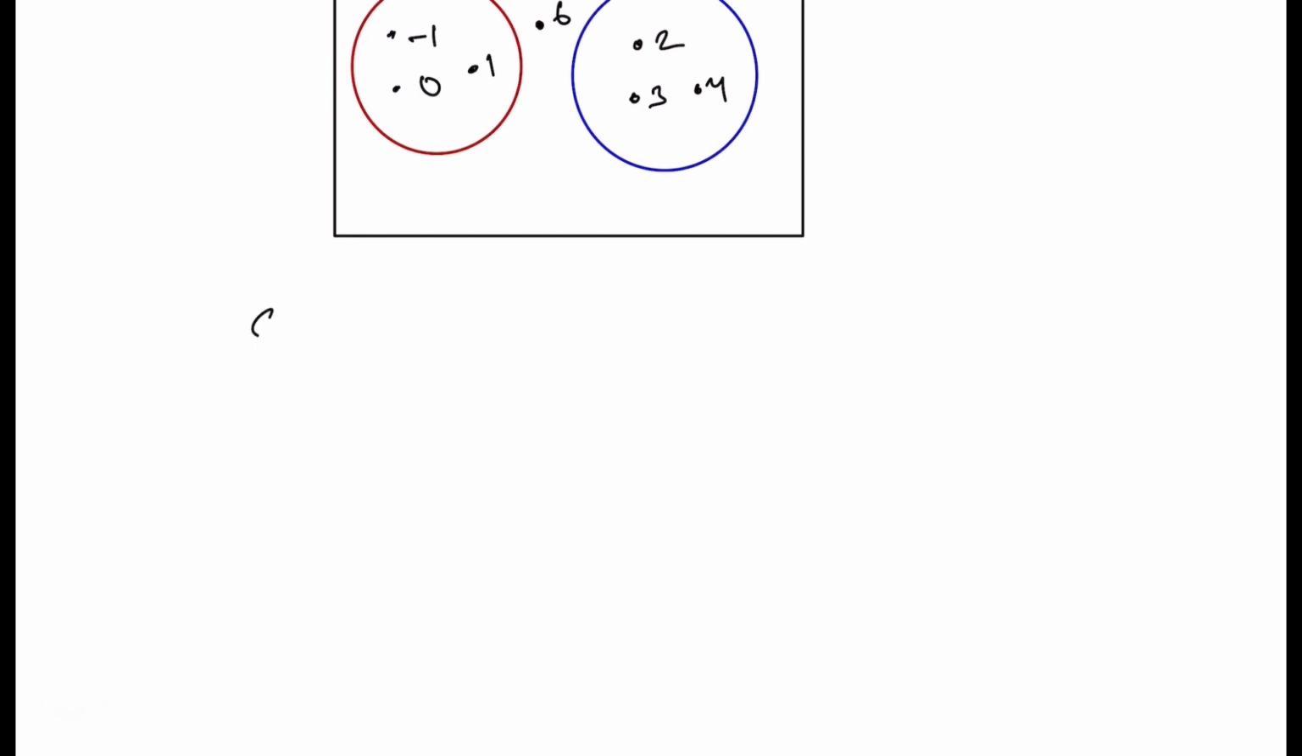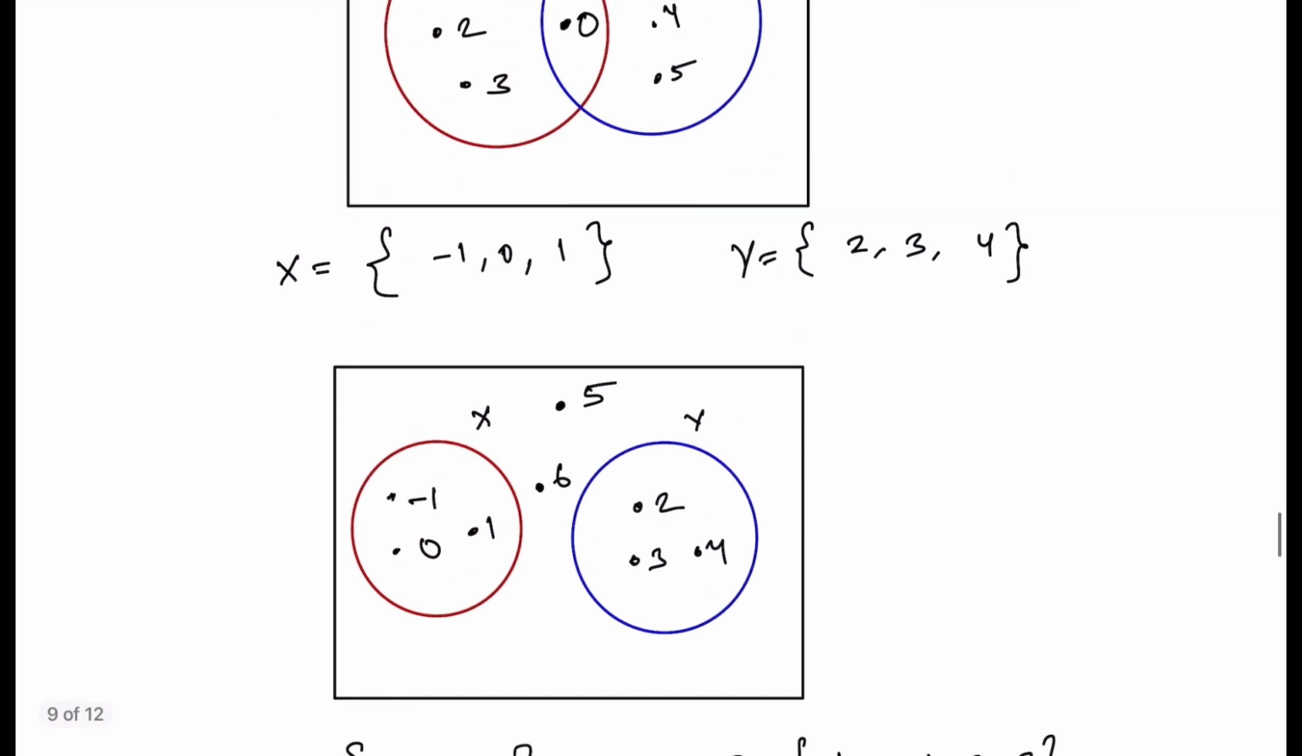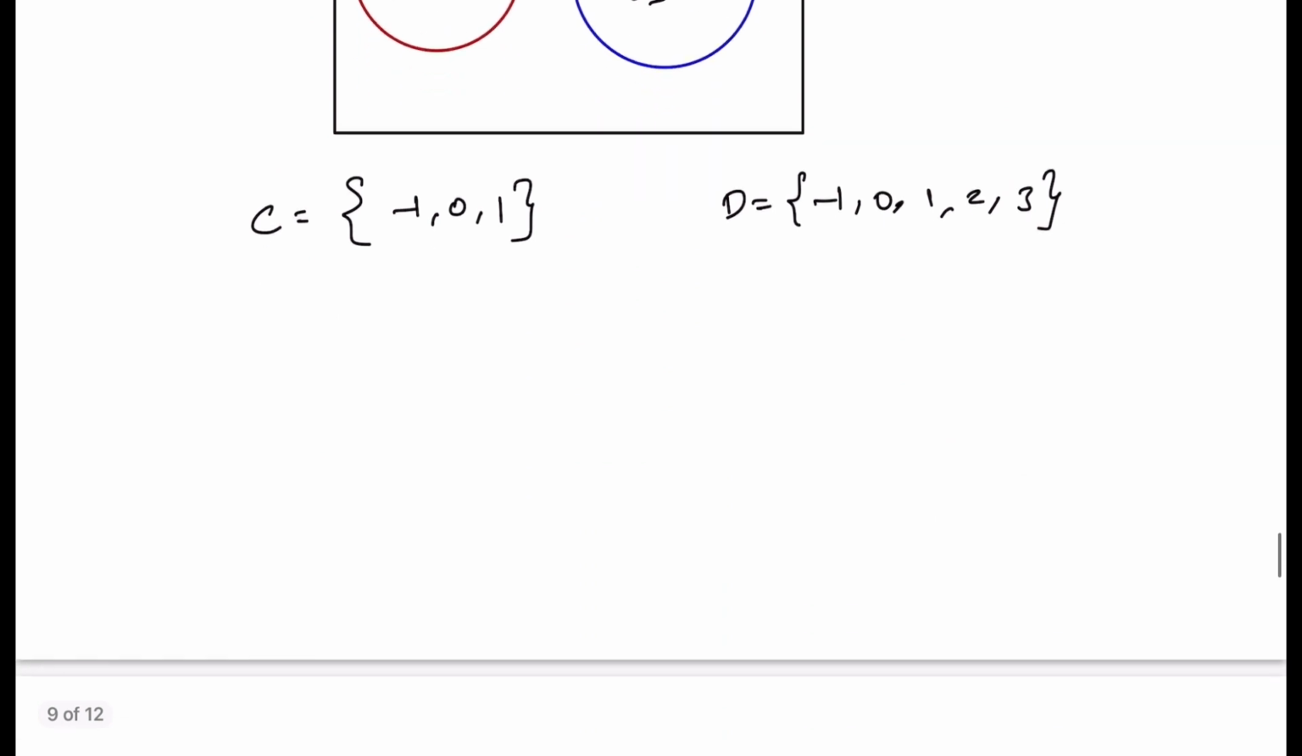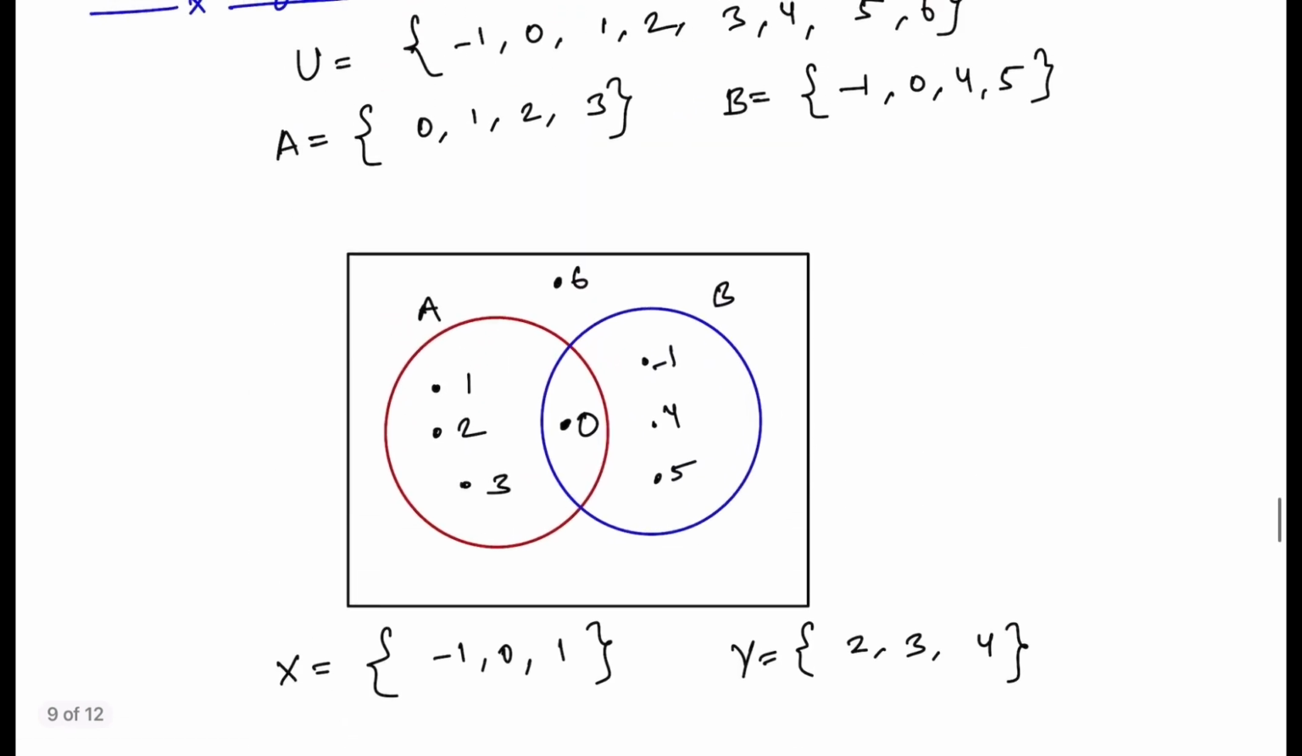Let's take set C that has elements -1, 0, 1, and D has elements -1, 0, 1, 2, 3. Now this is another case where we have elements common, like in the first case, but there is a little difference. In the first case, if you see properly, all the elements are not common, only one element is common. I can say some elements are common, not all elements are common.